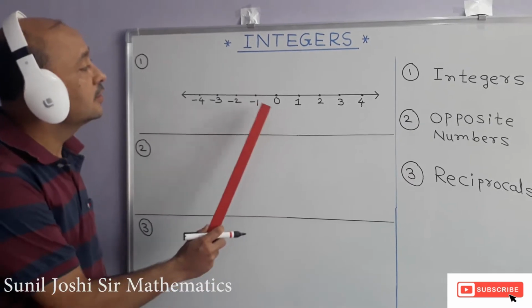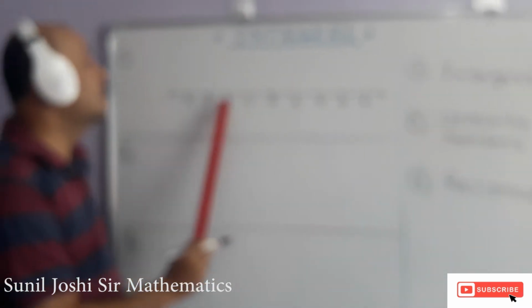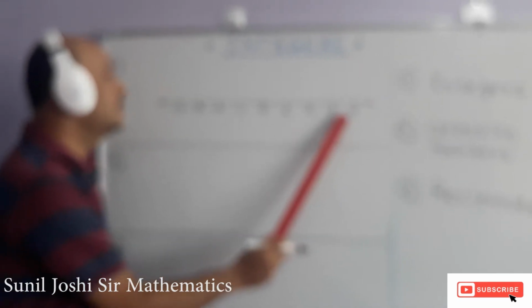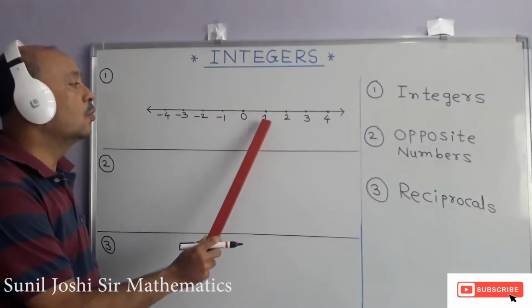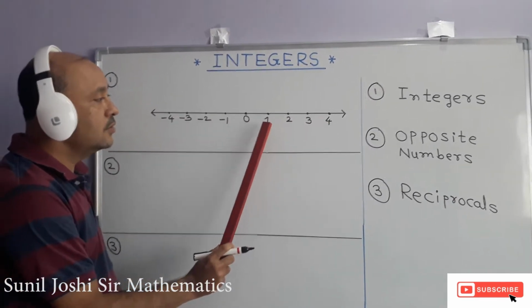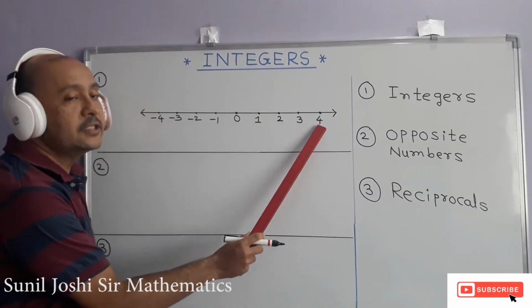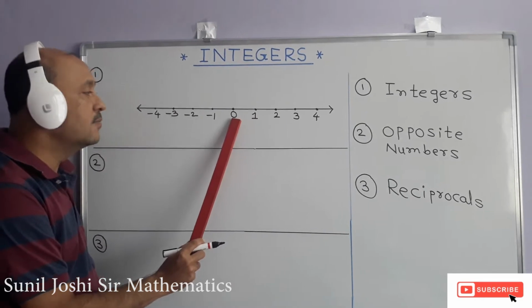So see students, this is a line and on that line the numbers are written. That's why this is called a number line. Here 0 is there, 1 is there, 2 is there, 3 is there, 4 is there. So what are these students? 1, 2, 3, 4 are called natural numbers. If you add 0 to them, these are called whole numbers.